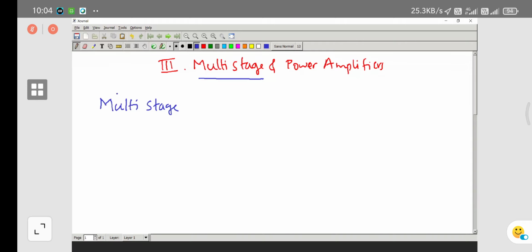Actually, what is meant by this multi-stage? We are going to see the advantages of this multi-stage amplifier and the basic concept of this one. And also we'll see the disadvantages. As we know, if there is an advantage, obviously there will be a disadvantage, right? So we'll see both advantages and disadvantages. So first let us see.